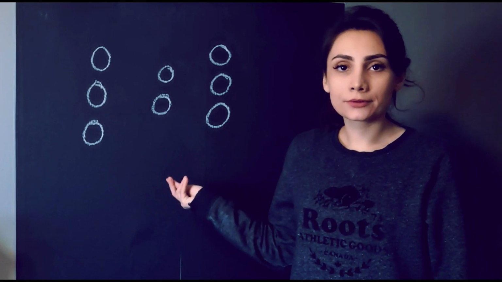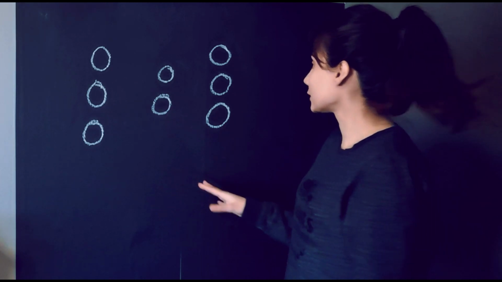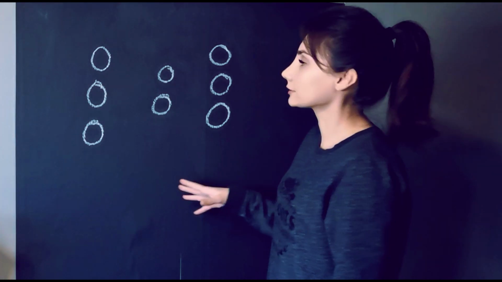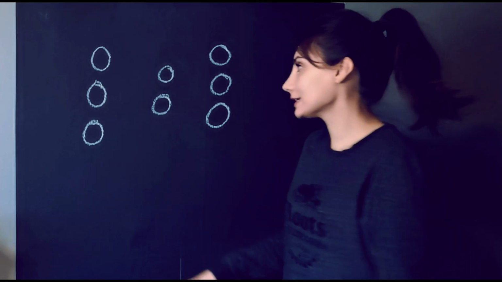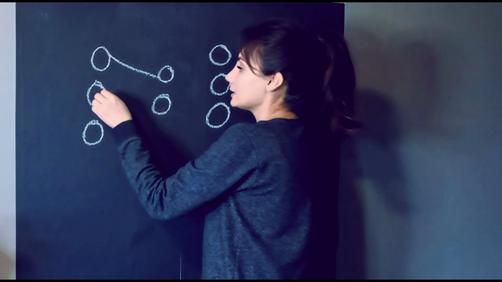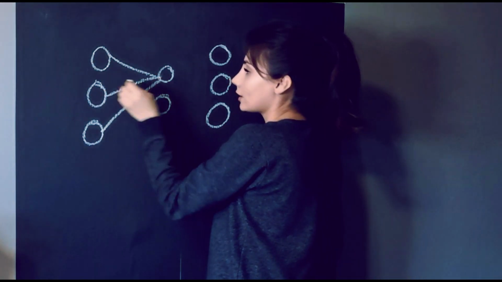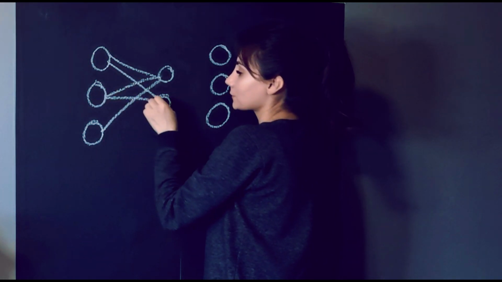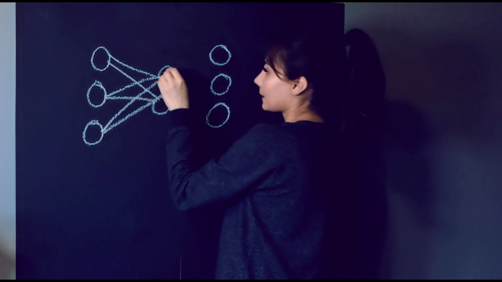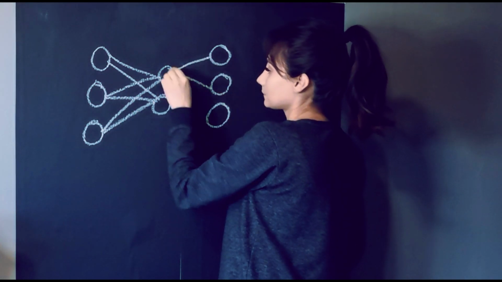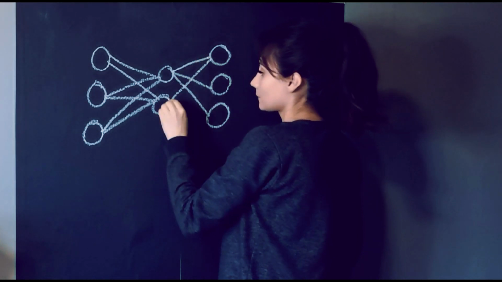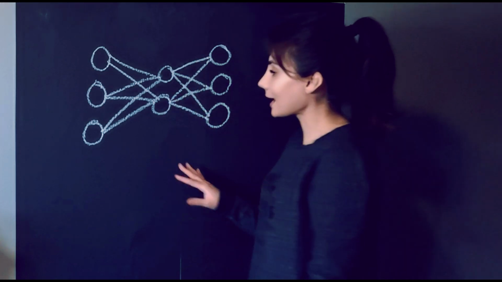And if your neural network is fully connected, then each one of these is going to be connected to all of the neurons that come after it. So this is how it looks like.